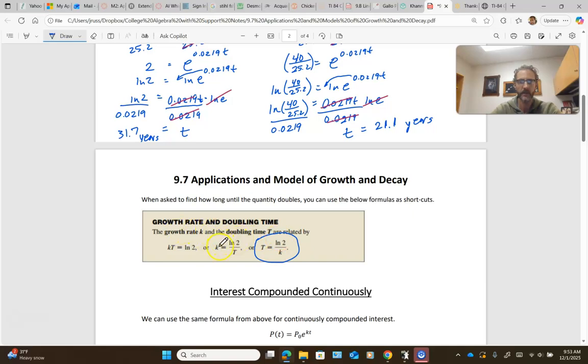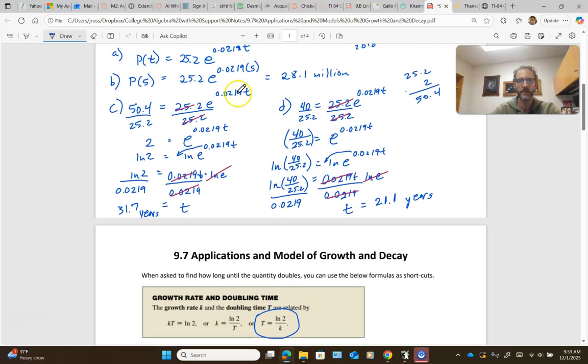Anytime you're trying to find the growth rate and you know a value for t, you can just use this formula right here. Okay, in other words, you would just be solving some exponential equation, but k would be your variable there. So you go through all the same steps.